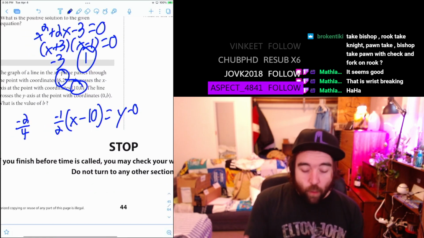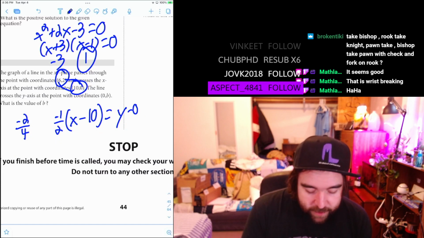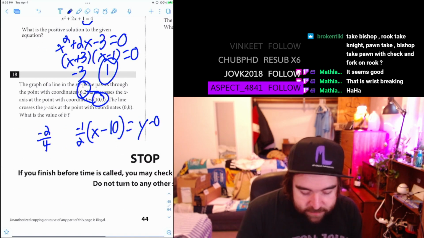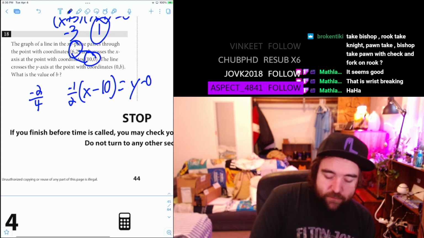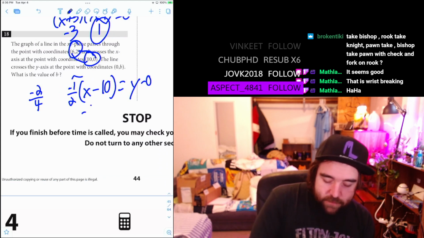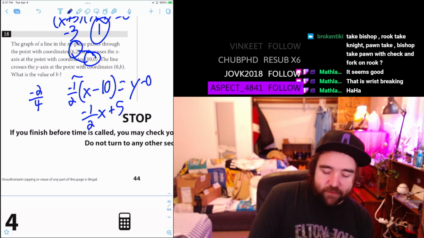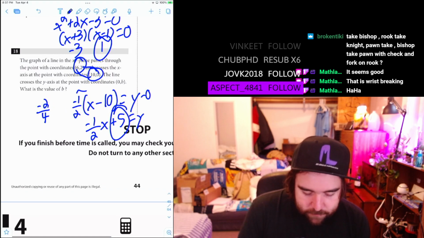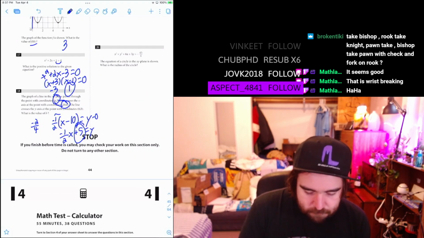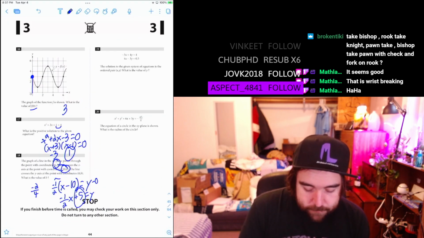And so now to get the y-intercept, that's what they're asking for, right? Crosses the y-axis at what point? Well, we can just put it in slope-intercept form, which just involves distributing this negative 1/2. So we have negative 1/2 x plus 5. And that 5 should be the y-intercept. Yeah, easy enough.